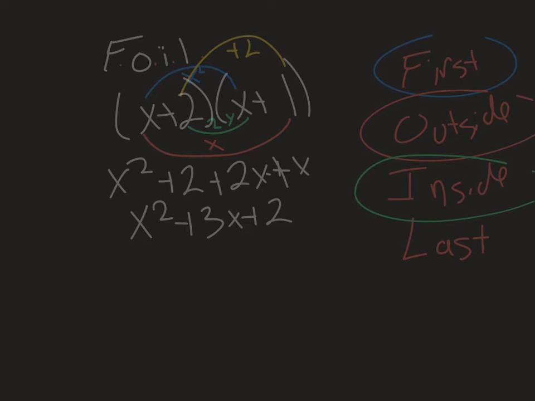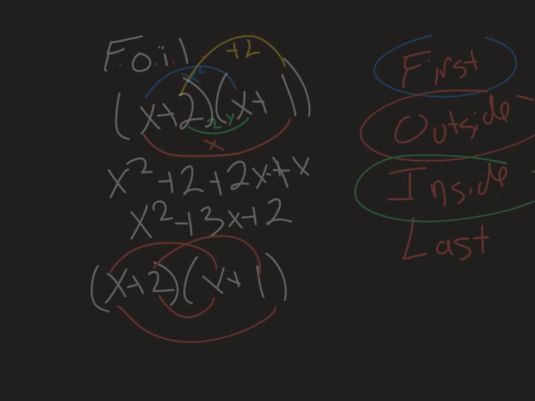Now, I don't usually call it FOIL, I call it smiley guy. So if you look at x plus 2 times x plus 1, you can just say, okay, here's the mouth, there's the chin, eyebrow, eyebrow. And you just do the multiplication of all those terms and still do this combination.